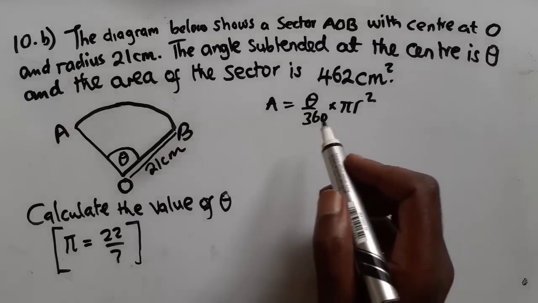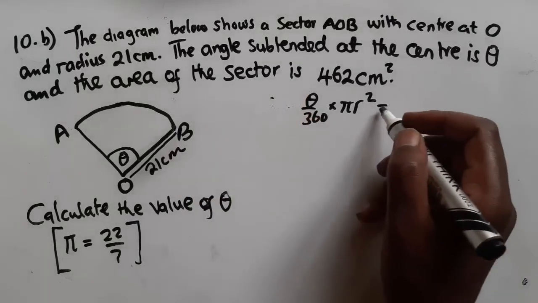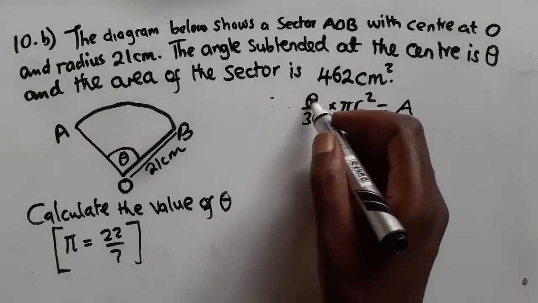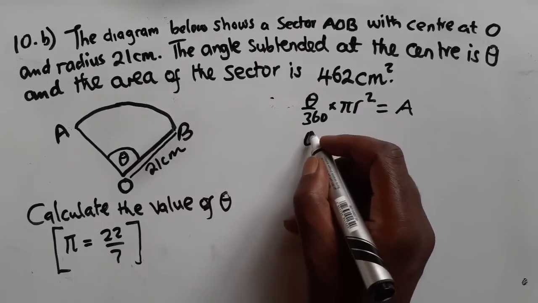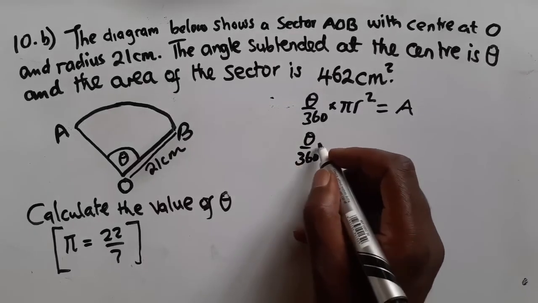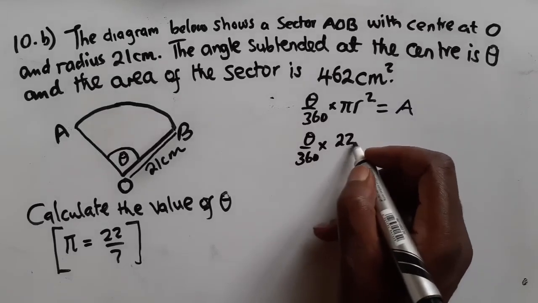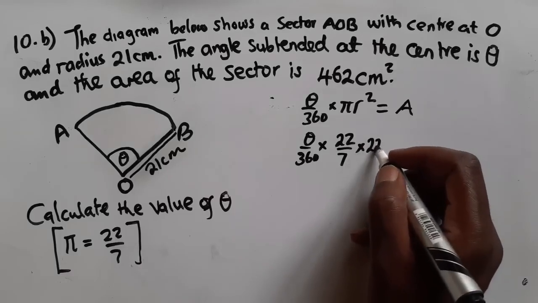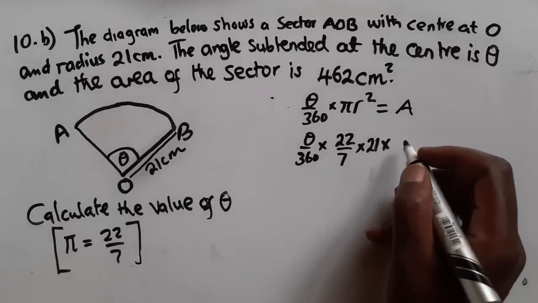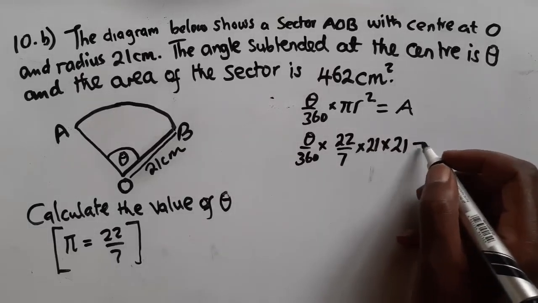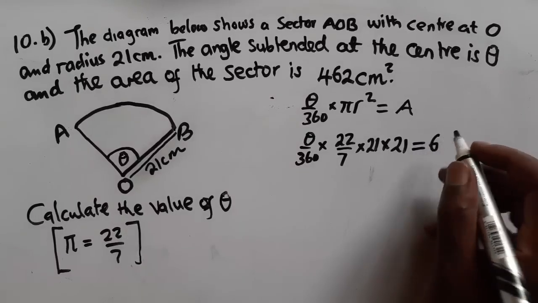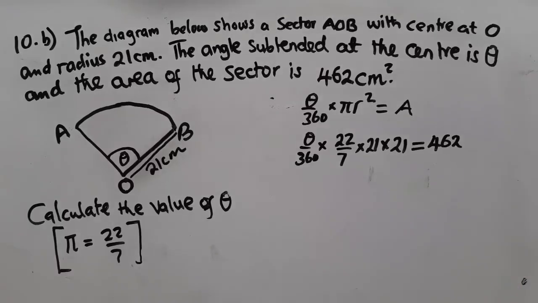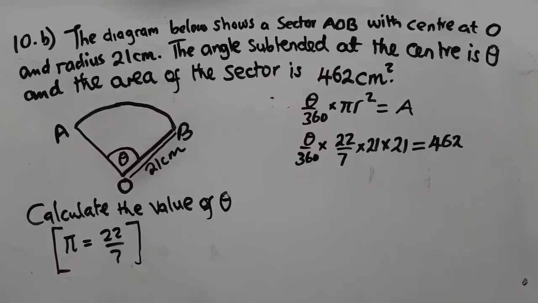Now, you have to take note that in this case, area is given and we are looking for theta. So we'll go on and say theta over 360 multiplied by 22/7 multiplied by 21 multiplied by 21, because r is squared. Then the area is given as 462. I hope this is very clear.